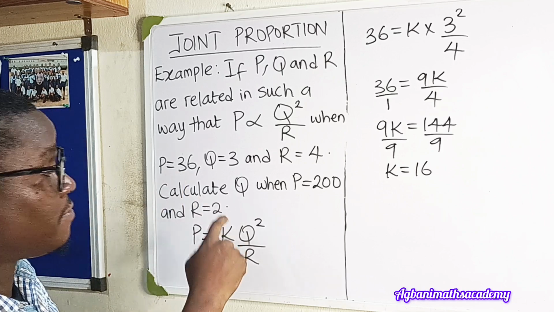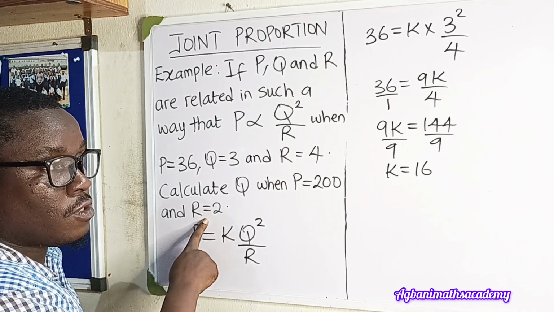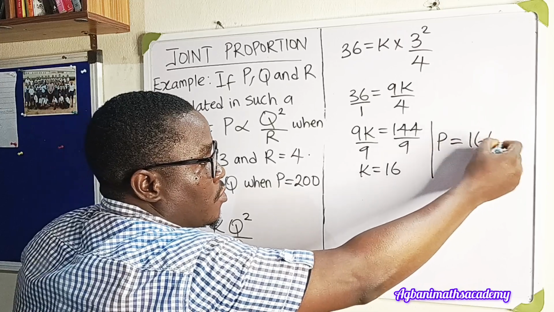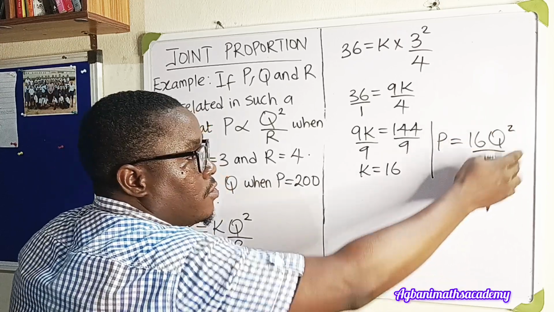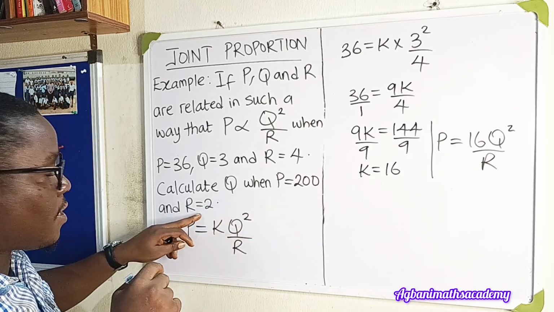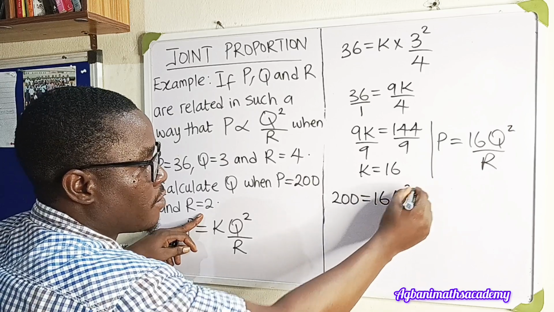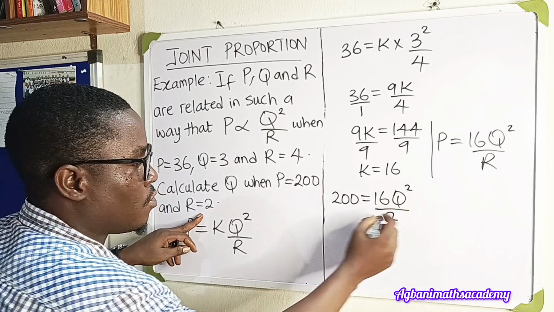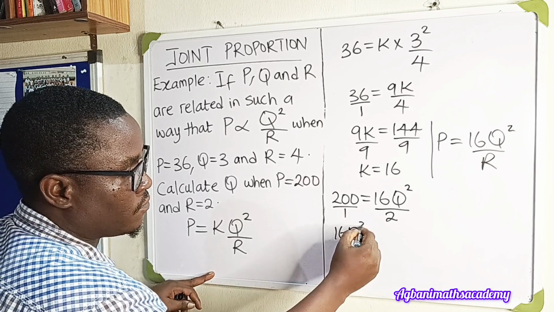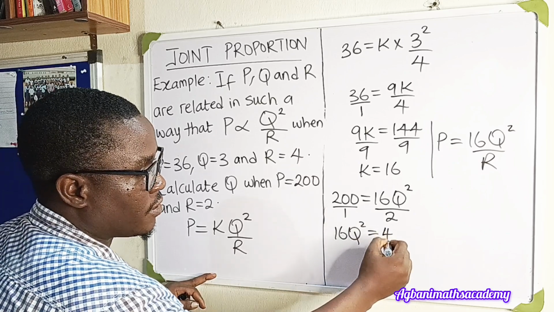So that means we can find the value of Q if we know P to be 200 and R to be 2. So that means the relationship is P is equal to 16Q squared all over R. So this is the relationship that we are going to be working with. Okay, so now we know P to be 200 and R to be 2. So we have 200 is equal to 16Q squared all over 2. 200 is the same thing as 200 over 1. So 16Q squared is equal to 2 multiplied by 200, which will give us 400.